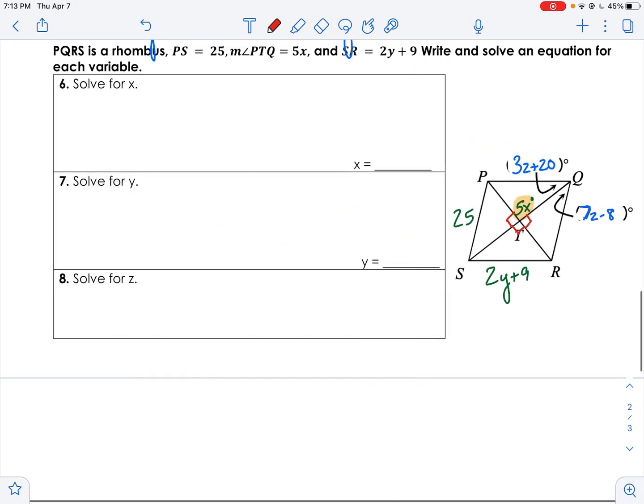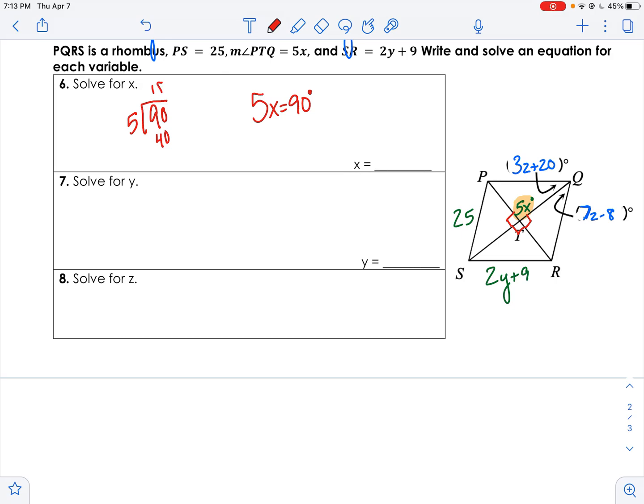So 5x should also be 90. Or x would be, let's see, 90 divided by 5 would be 18. So 5 times 18 would get you 90.